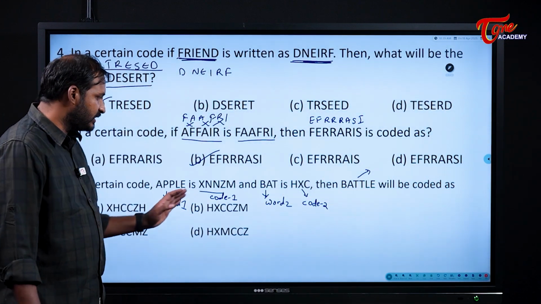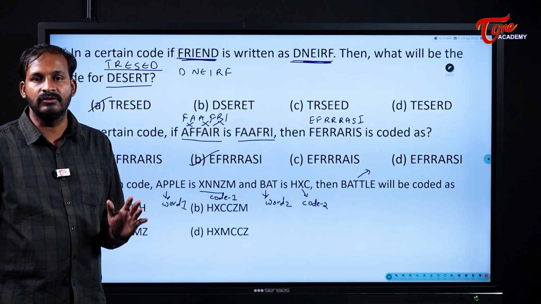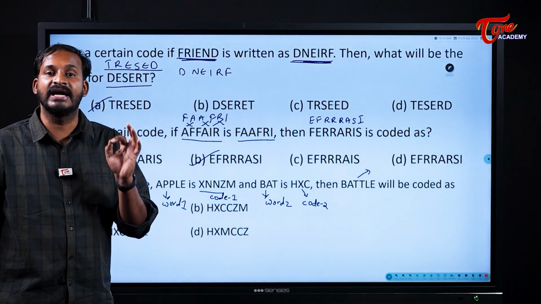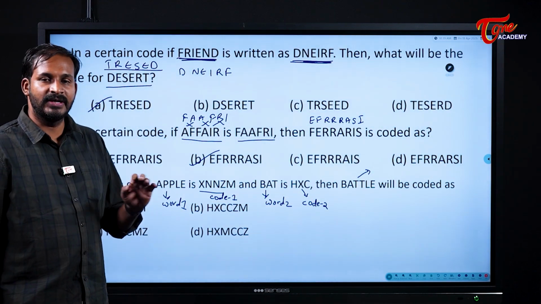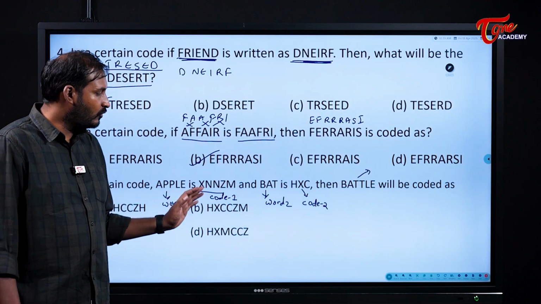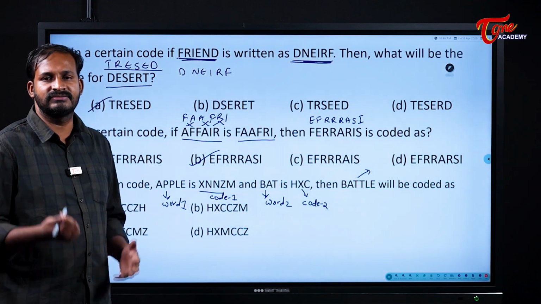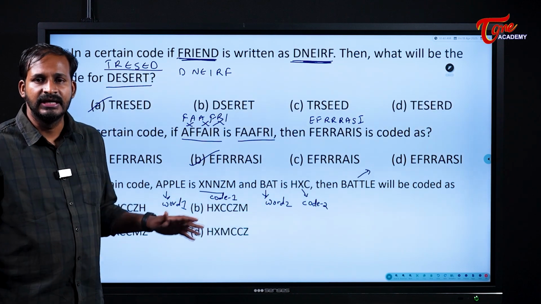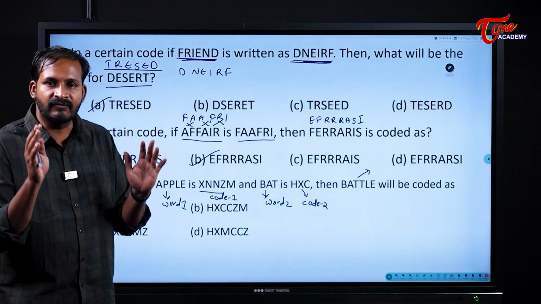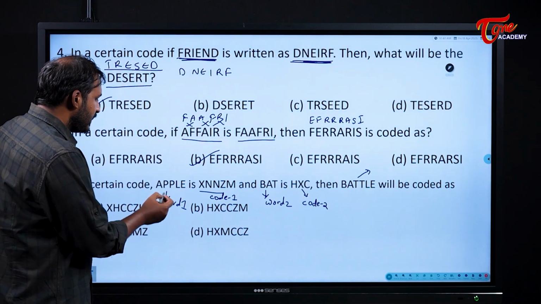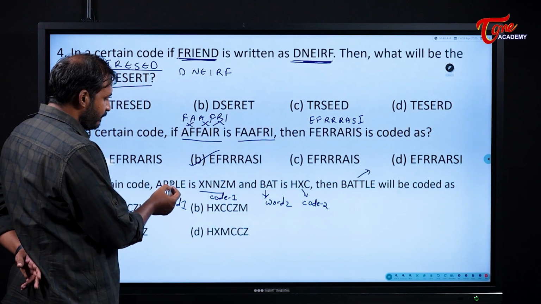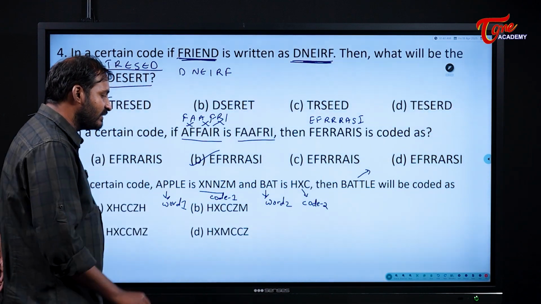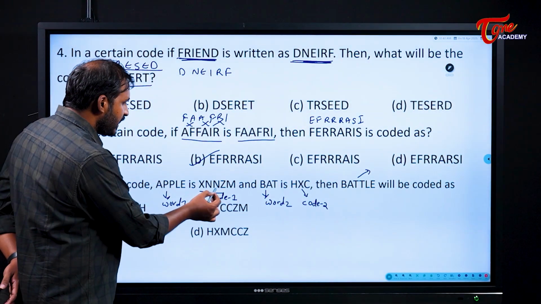Now, whenever you see these type of questions, already I told you, these type of questions are nothing but direct coding. There will be no logic, nothing here. Don't waste your time in writing place values or trying to check the shuffling case and everything. It is a waste of time. These type of questions are direct coding. That means A will be coded with X, P will be coded something like this. Like this, they will give us the code. P is coded as N and N.